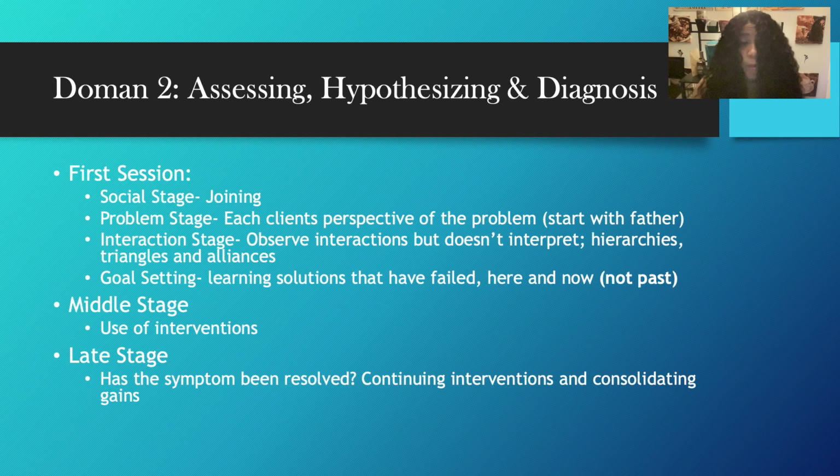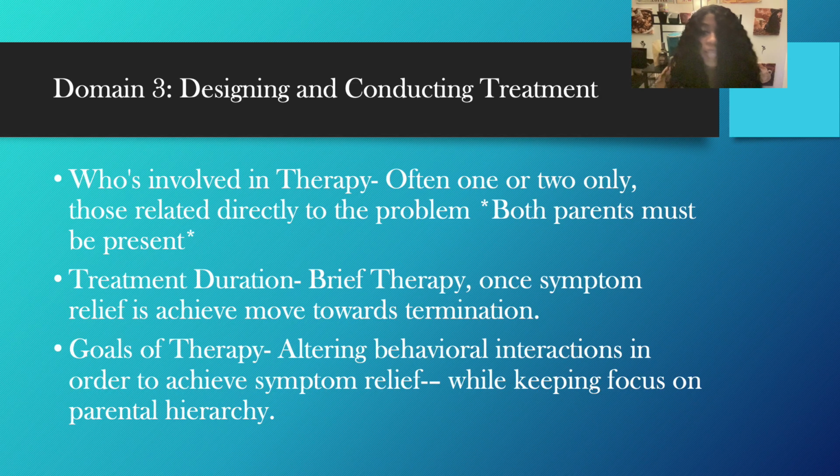For strategic therapy, you have a first session with 4 stages: social, interaction, problem, and the goal setting stage. Your middle stage is interventions, and your late stage is kind of you still sliding out of those interventions and into whether or not you've helped this family achieve symptom relief. That is your classic strategic family therapy phases of therapy. You're designing and conducting treatment. This also has to do with your phases of therapy as well.